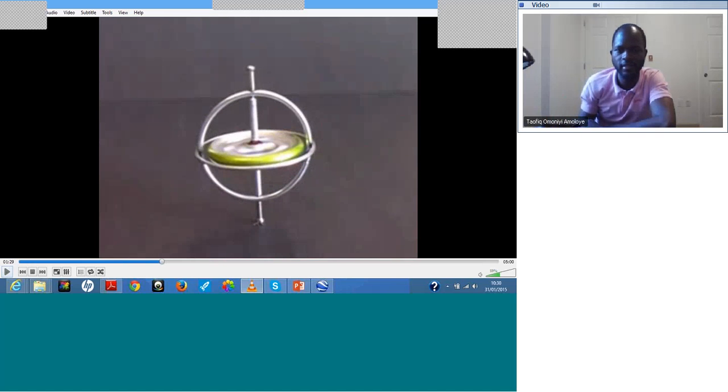This is exactly similar to what I've been trying to explain. You see, because of the force of gravity, if this were not spinning, it would just fall over. That is, the force of gravity will attract maybe this portion to the ground or that portion to the ground.